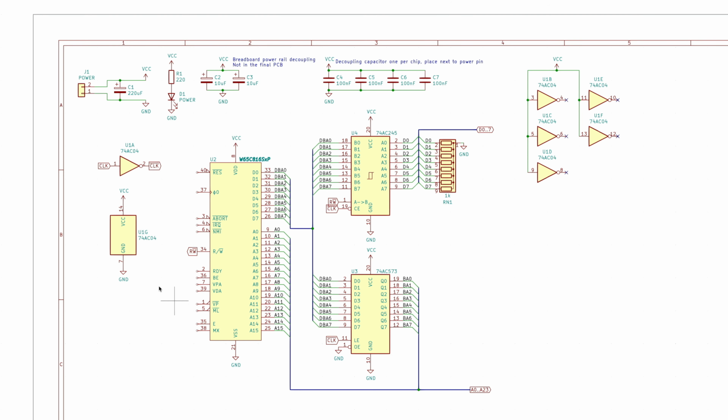So let's update our KiCad project. I have here the KiCad schematic where we left off in the previous video. Let's replace the single inverter we use with the new NAND-based circuit.